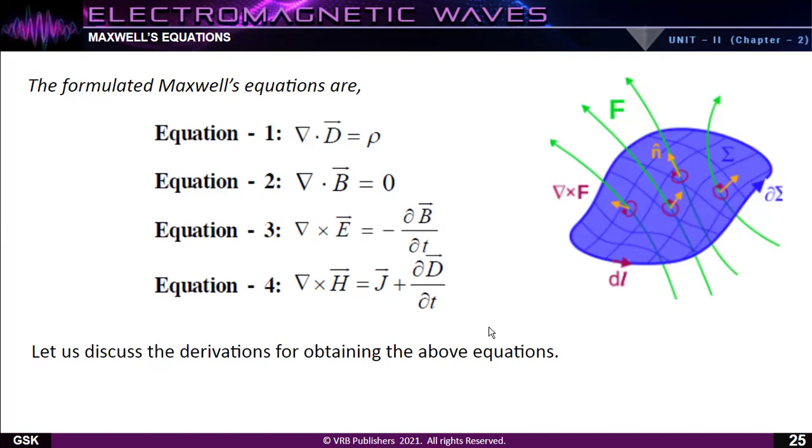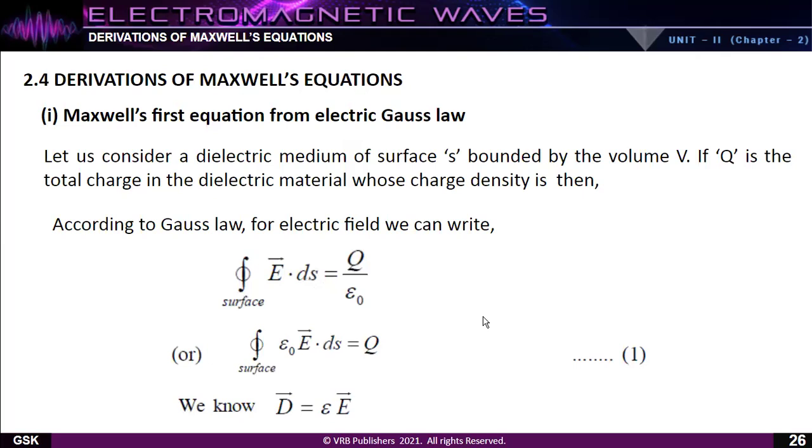Okay, so I have split my videos into two equations per video because it is a long derivation. So in this video, we will see equation 1 and equation 2, and how they were derived. Coming to the first Maxwell equation, which is derived from the electric Gauss law. So what is the electric Gauss law? For any closed surface, the electric flux is equal to 1 by epsilon naught times Q, that is, 1 by epsilon naught times the total charge.